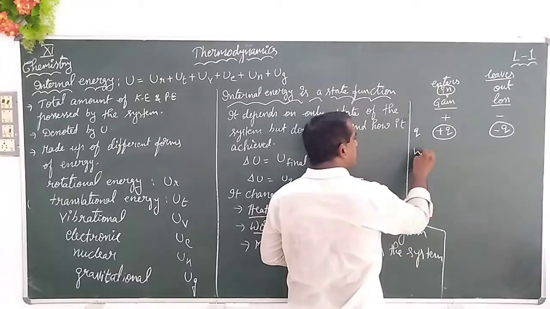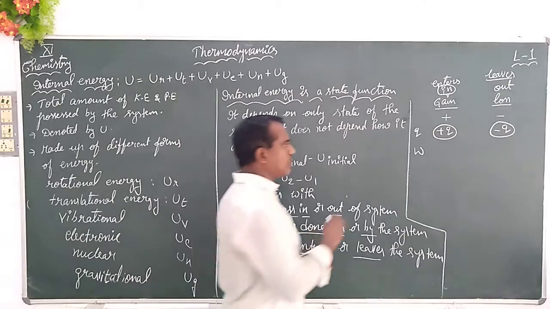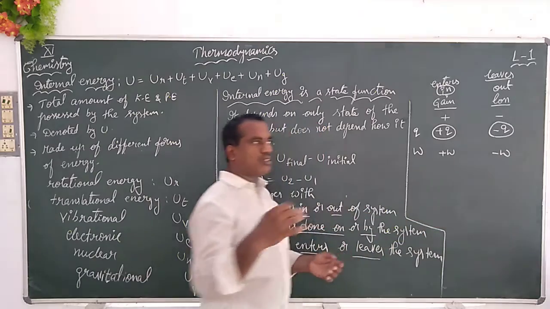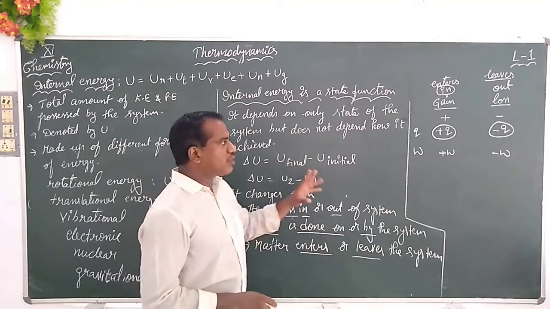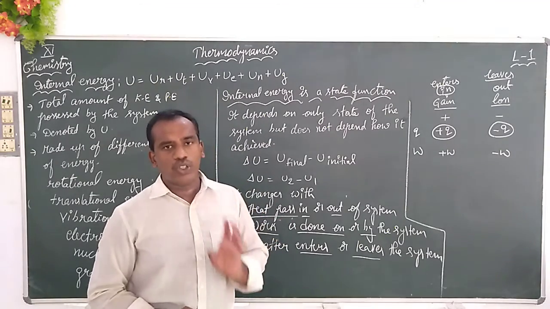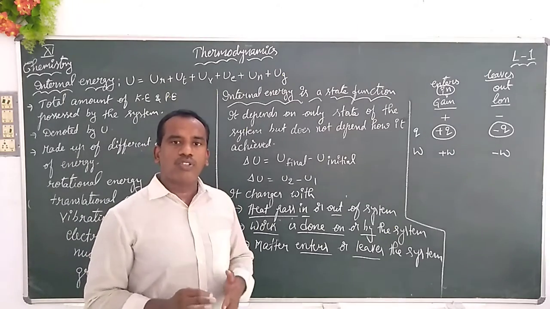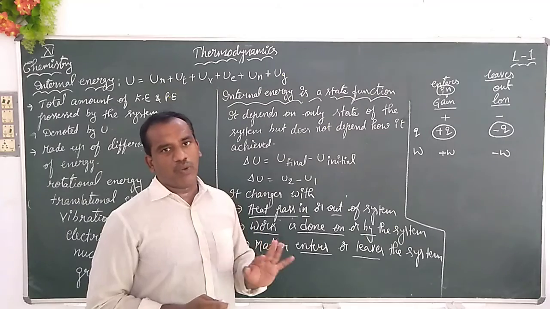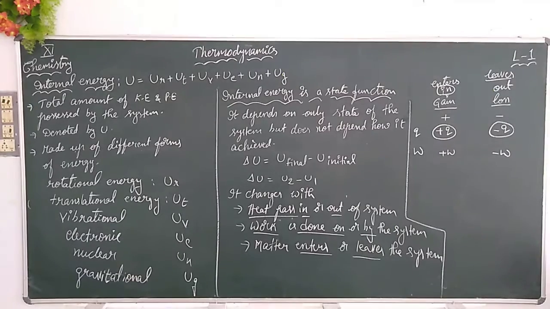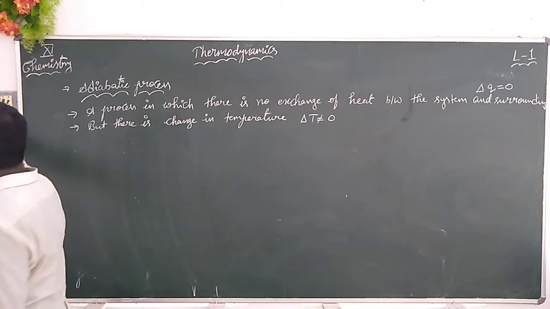When some work is done on the system, we represent it as plus W. When work is done by the system, some work is lost by the system, it is minus W. These are two very simple things. When the system is getting heat into it, positive. When the system is losing heat from it, negative. When work is done on the system, positive. When work is done by the system, negative W. These are very important terms you need to keep in mind. Just note down the points, children. With this small definition for today's video, I will conclude, children.